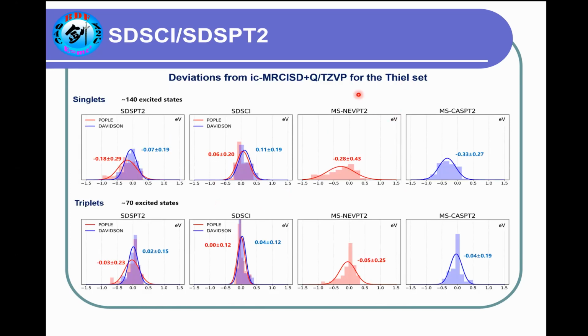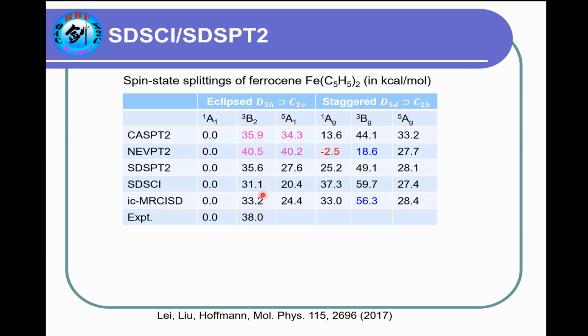And then we also look at the excitation energies of the Thiel set, some organic molecules. We have 140 singlet states and 70 triplet states. I would say the accuracy of SDSP2 and SDSCI is very much like NEVPT2 and CASPT2, and even somewhat better if you look at the spread of the results. Of course, these are really weakly correlated systems. So let me show you another example.